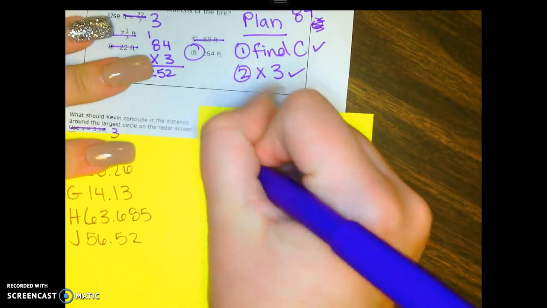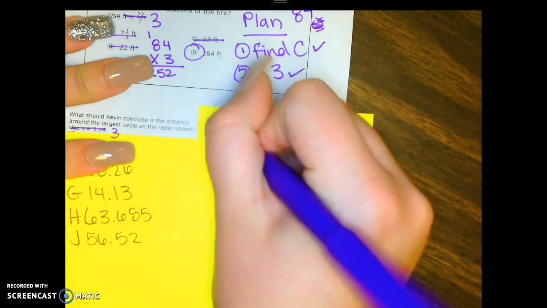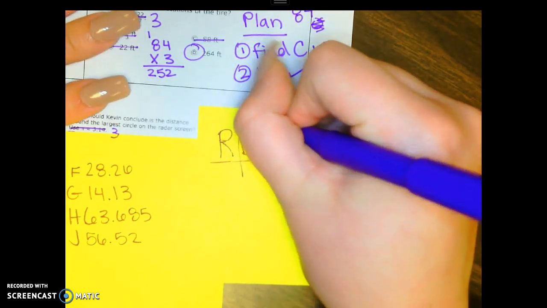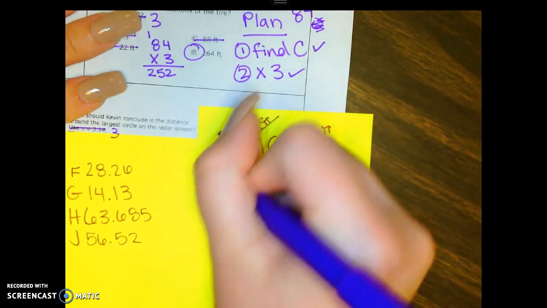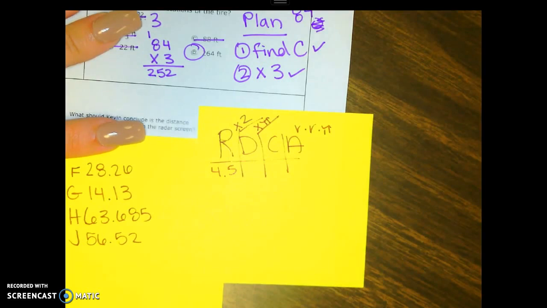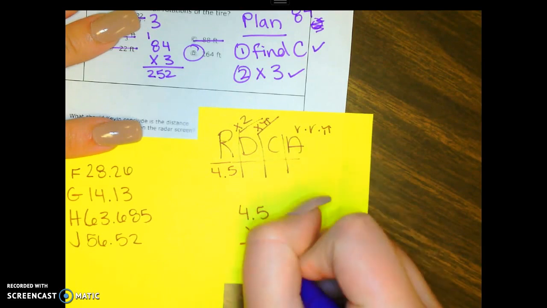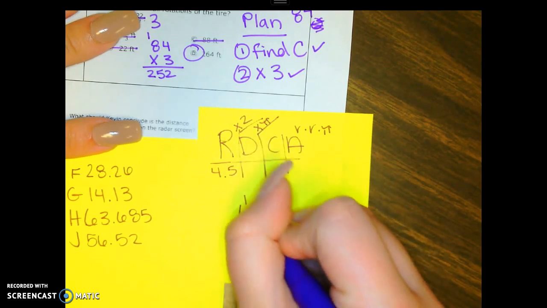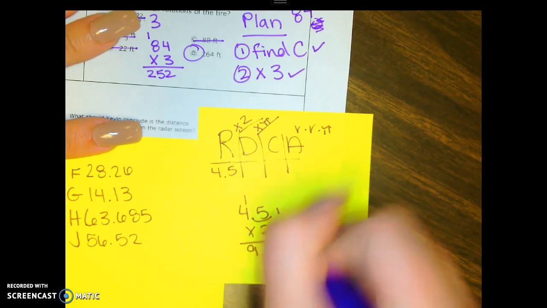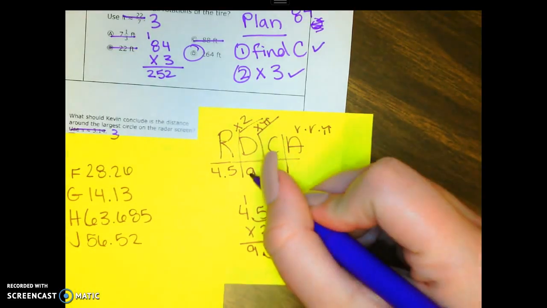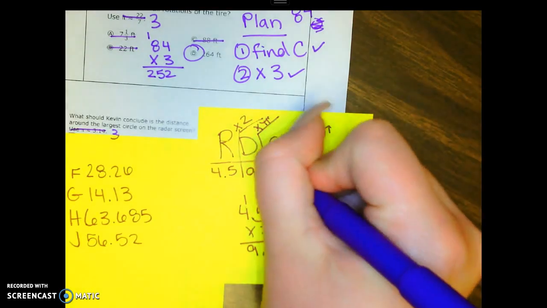So I'm going to draw my RDCA chart over here. Okay, and I know my radius is 4 5/10. Now to get my diameter, I just multiply that times 2. Count the decimals, and you get the diameter is 9. Now to find circumference, which is all we're finding, we want to know the distance around the outermost circle. I just do 9 times pi, which is 3, and we get 27.